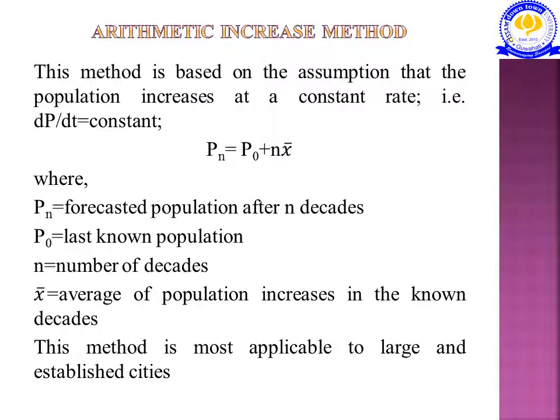So first is arithmetic increase method. Let us discuss this method. This method is based on the assumption that the population increases at a constant rate, that is dP by dt is equal to constant. So this is the formula: Pn is equal to P naught plus n x bar, where Pn is the forecasted population after n decades, P naught is the last known population, n is the number of decades, and x bar is the average of population increases in the known decades. This method is most applicable to large and established cities. So this is all about arithmetic increase method.